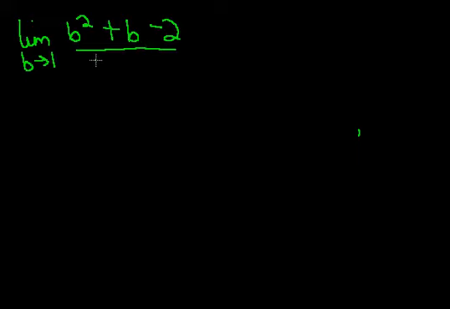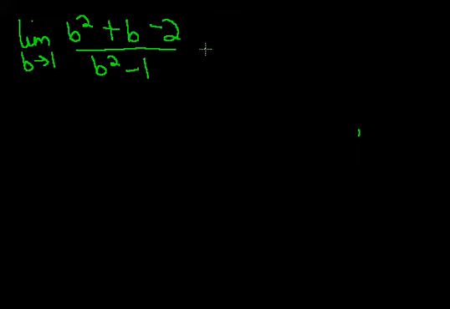So let's say we had the limit as b tends to 1. And I just chose b, it's a variable. It could be x, it could be theta, it could be anything. But let's say we had the limit as b tends to 1 of b squared plus b minus 2 over b squared minus 1.